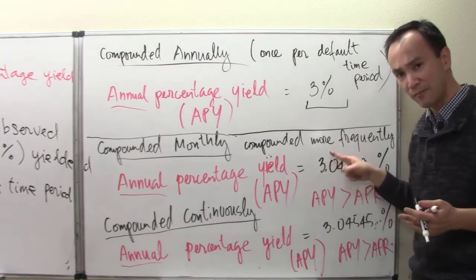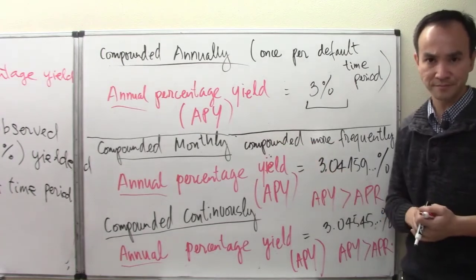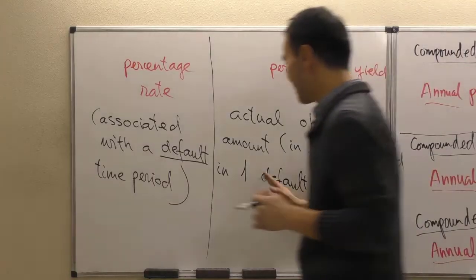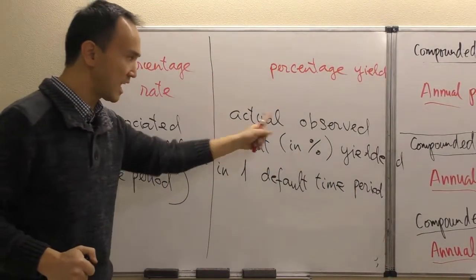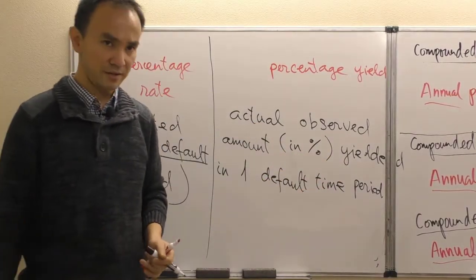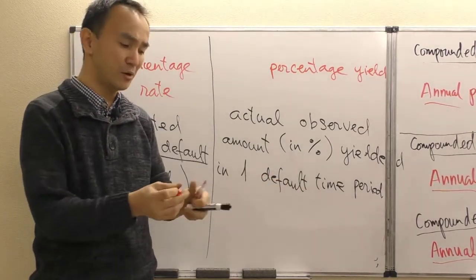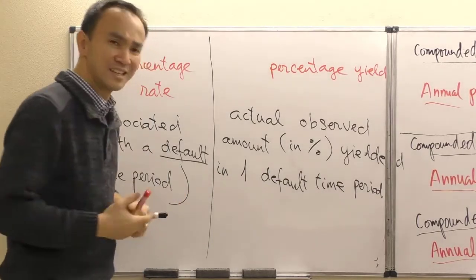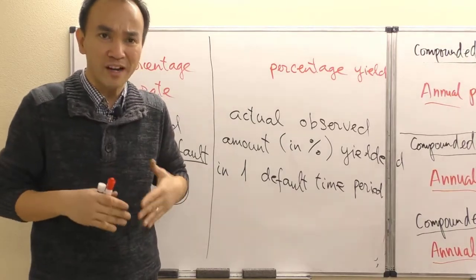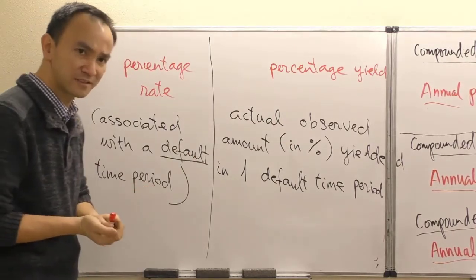So we can only come up with this after we have done the calculation and observed the value. That's the generalized idea. So percentage yield is the actual observed amount that's yielded in one default time period. But now allow me to use a term that's even more general, because I talked earlier about how it's starting to get frustrating when we have to keep track of monthly or annually, monthly or annually. A lot of the time that can make it frustrating.